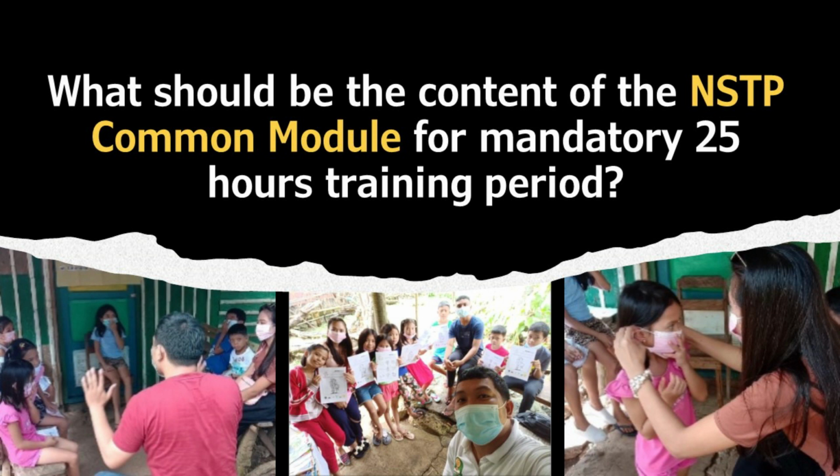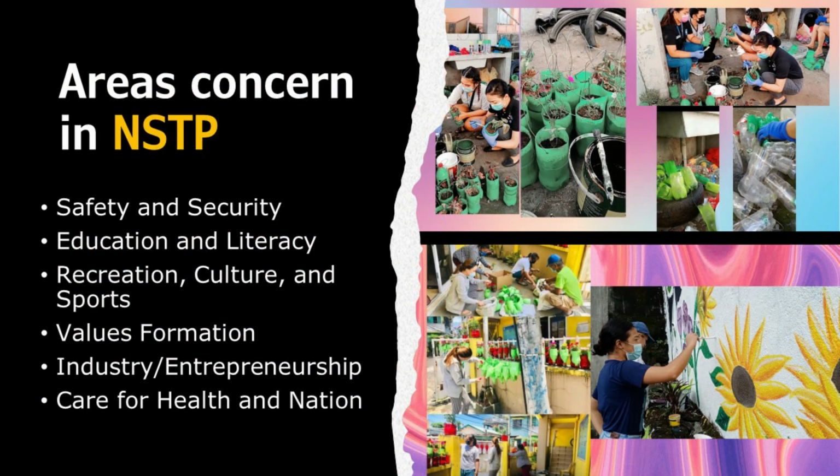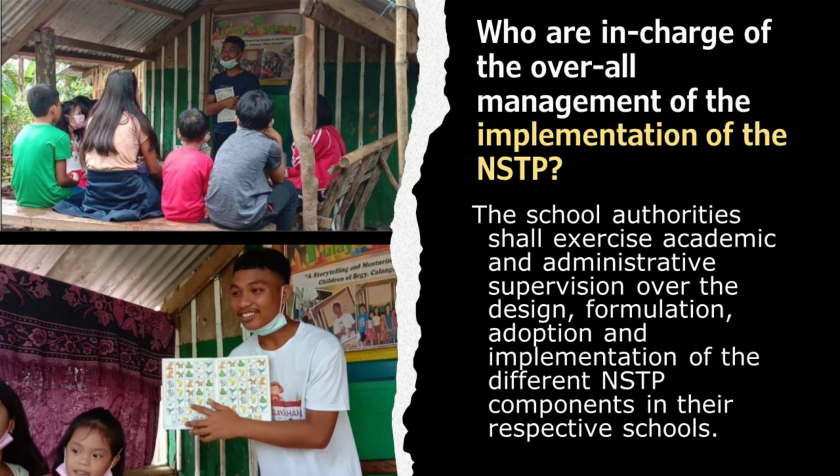What should be the content of the NSTP Common Module for the mandatory 25 hours training period? Here are the areas concerned in NSTP: safety and security, education and literacy, recreation, culture and sports, values formation, industry and entrepreneurship, and care for health and nation. Who is in charge of the overall management of the implementation of the NSTP? The school authorities shall exercise academic and administrative supervision over the design, formulation, adoption, and implementation of the different NSTP components in their respective schools.